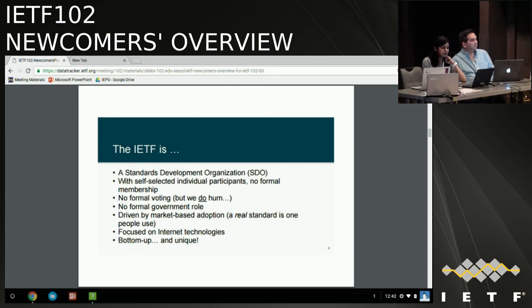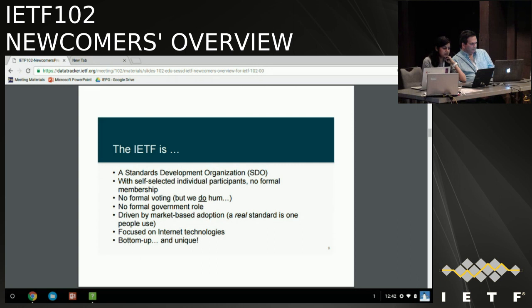Here at IETF, we have no formal voting process. We do not raise hands or have voting ballots. We do things here by humming, and we'll talk about it later. We believe in rough consensus here, and we achieve it by humming.